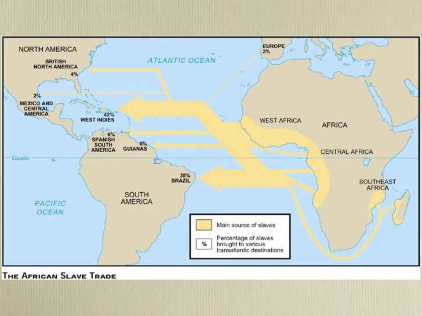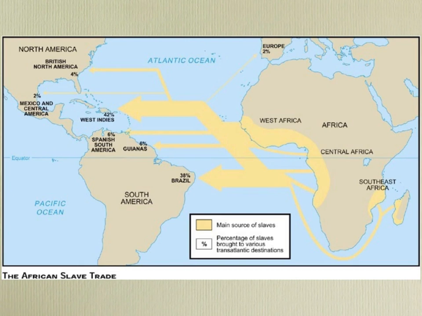So this map will tell you that the large majority of slaves that were brought to the Americas, largely from Africa, the majority of them went to places like Brazil, and only about 4% of the slaves went to actually British North America, and about, let's say, 40 or 42% more of the slaves went into the Caribbean. So the highest percentage of places where slaves were brought to were Brazil and the Caribbean. Fewer slaves were brought to Mexico and Central America and North America.